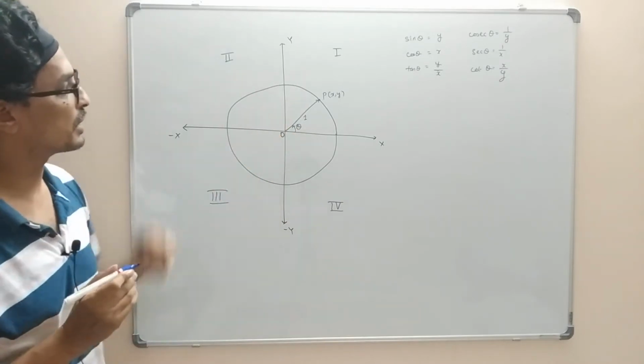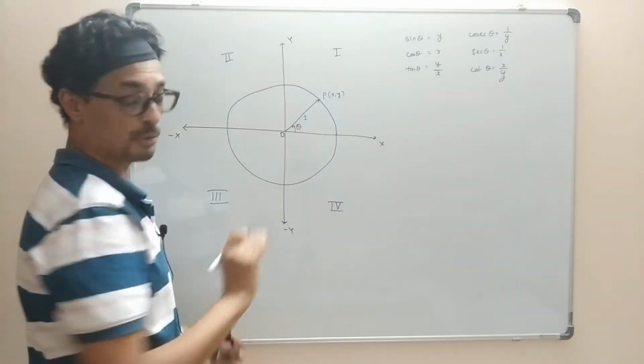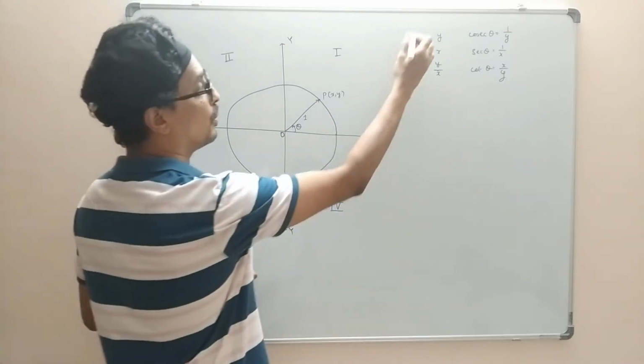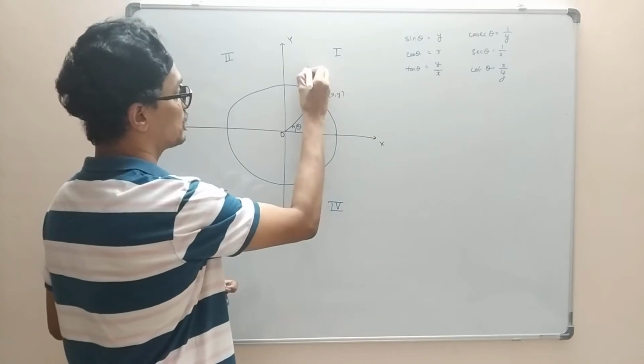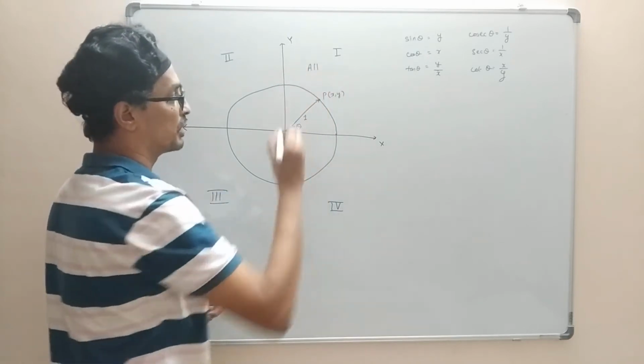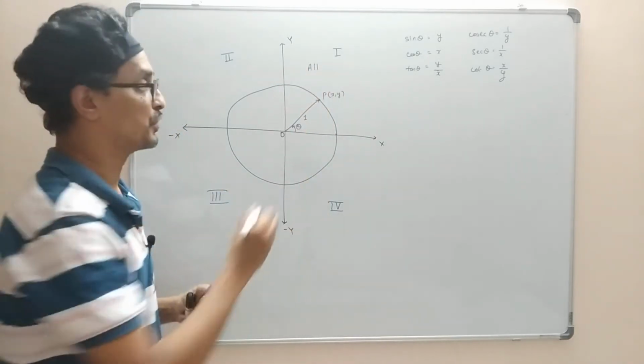In the first quadrant, x and y both are positive, so all these quantities are positive. So in the first quadrant, all trigonometric ratios are positive.